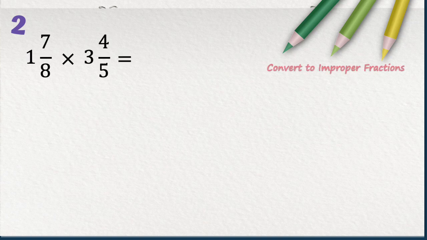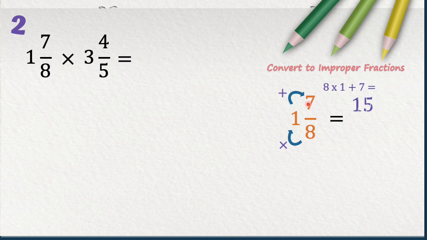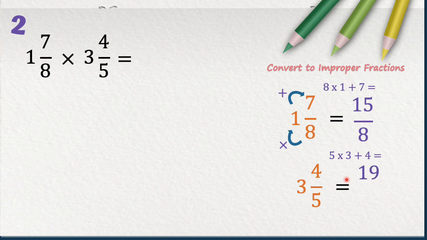Let's have the second example. We have 1 and 7 over 8 times 3 and 4 over 5. First step, convert to improper fraction. So multiply and then add. 8 times 1 plus 7 will give us 15. Then, copy the denominator 8. Next fraction, 3 and 4 over 5. So, multiply and add. That will give us 5 times 3 plus 4. That is equal to 19. Copy denominator 5. So, ano na itong bagong fractions? 15 over 8 times 19 over 5.